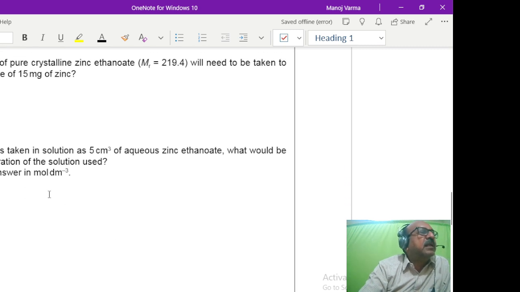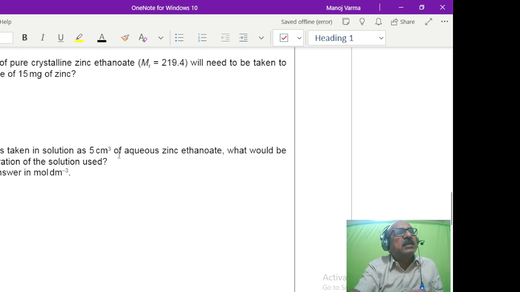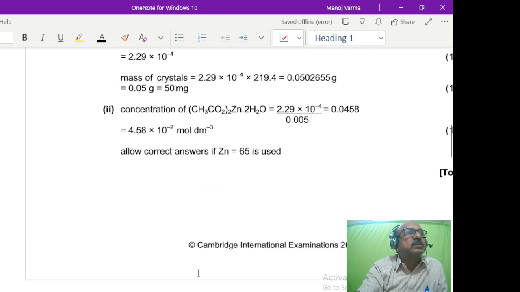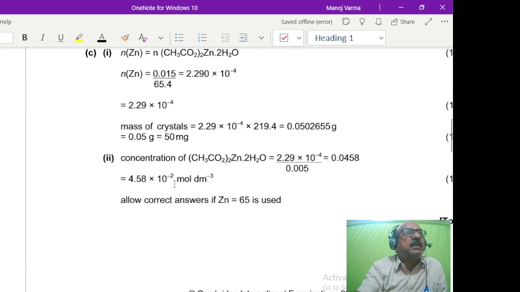that you need. If this dose is taken as a 5 centimeter cube of aqueous zinc ethanoate, what would be the concentration of the solution used? So now we have to find out the concentration. Concentration is in mole per dm cube, so that is not so difficult. See, you got 50 milligrams, right? So for concentration you have to use how much quantity of water.